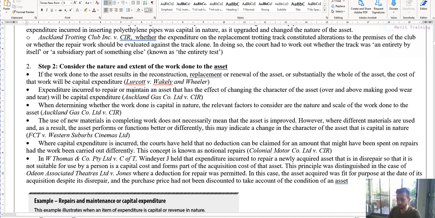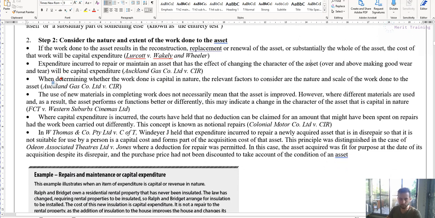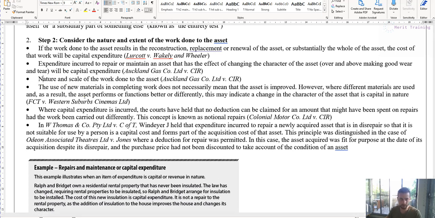But if it's just to kind of renew it and allow it to keep working as is without changing the character, more likely to be expenses. And when determining whether the work is capital, the relevant factor is the nature and scale of the work done to the asset. So is the job just a 2-hour job, up and ready, or is it a 3-week or a 1-month installation process? If it's a long process, large scale, a lot of people involved, more likely to be capital, isn't it? Small job is going to be expensed.